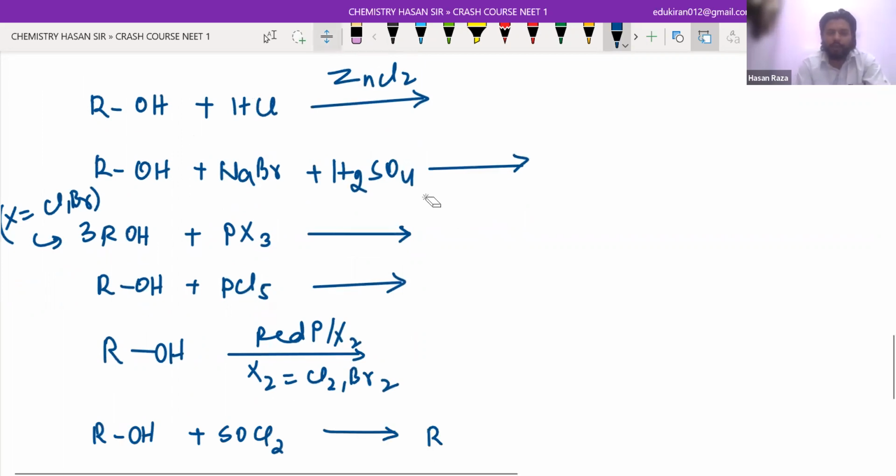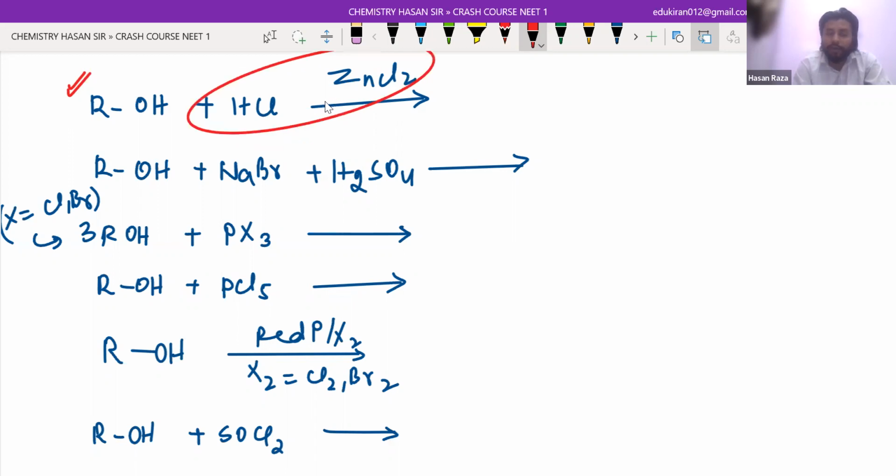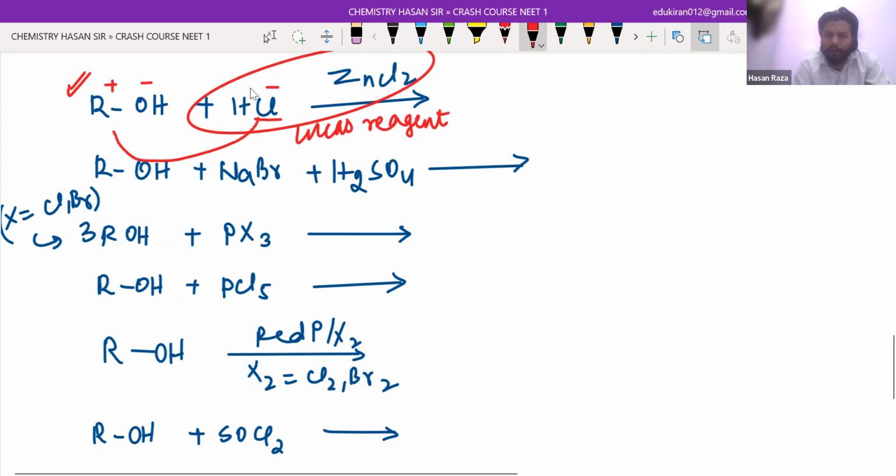Now I'm going to tell you the products. First of all, this reaction you will again study in the alcohol chapter. This is Lucas reagent. You can see this is plus, this is minus, this is minus, this is plus. Chlorine is more electronegative, so it is negative, and here it will be positive. So negative will go to positive and you will get RCl. If you change this, you will get RBr.